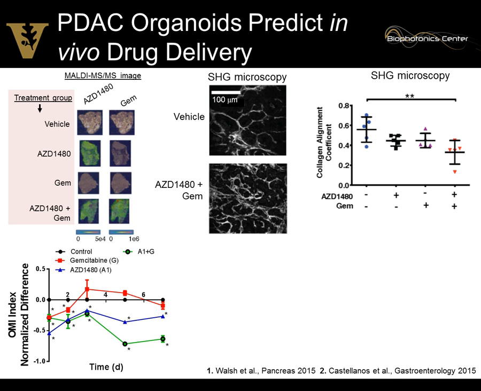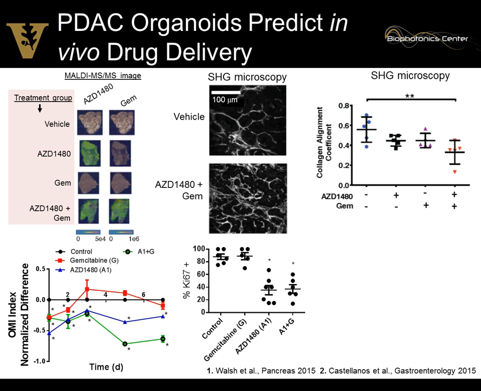So what you see here is kind of interesting. These fibroblasts don't seem to be affected very much by gemcitabine, the chemotherapy, but they are fairly sustained effects from the JAK inhibitor and from the combination treatment. So if we look at Ki67 here, this is a measure of proliferation. We see decreased proliferation in the AZD1480 and combination treatment groups. Interestingly, we saw no apoptosis with this treatment.